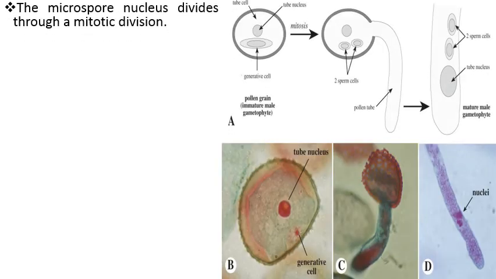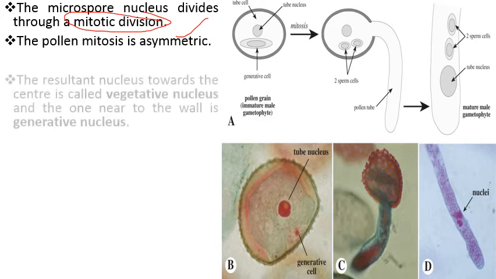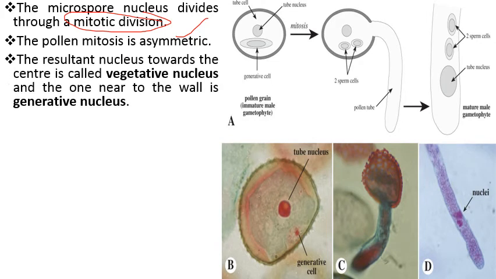Next, the microspore nucleus divides through mitotic division, and the pollen mitosis is asymmetric. It means the cell does not divide into 2 equal halves. The resultant nucleus towards the center is called the vegetative nucleus, and the one near the wall is known as the generative nucleus.